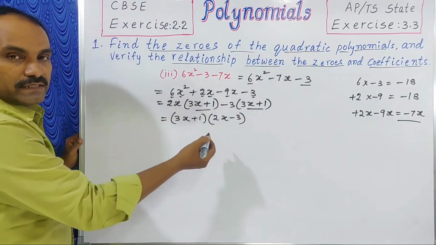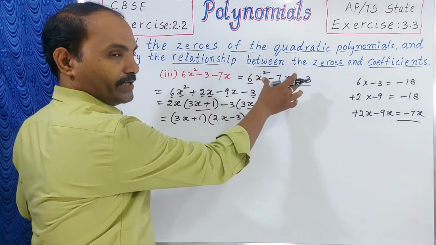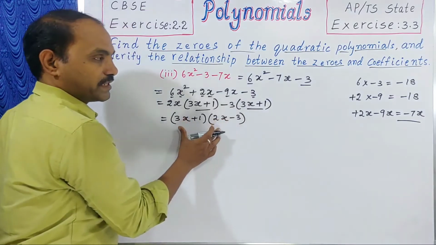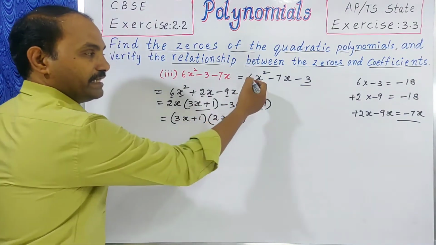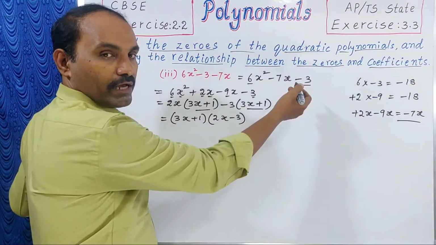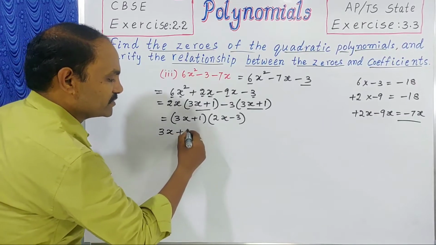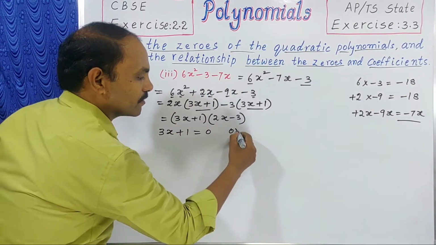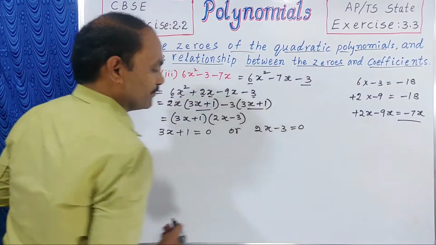These two are the factors. Then we are going to find the zeros of this polynomial. In these two factors, if any one factor is 0 or both factors are 0, then only this quadratic polynomial becomes 0. So let us make them equal to 0: 3x + 1 = 0 or 2x - 3 = 0.